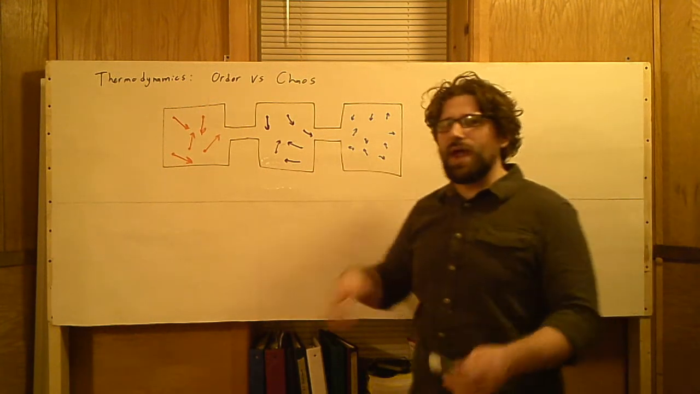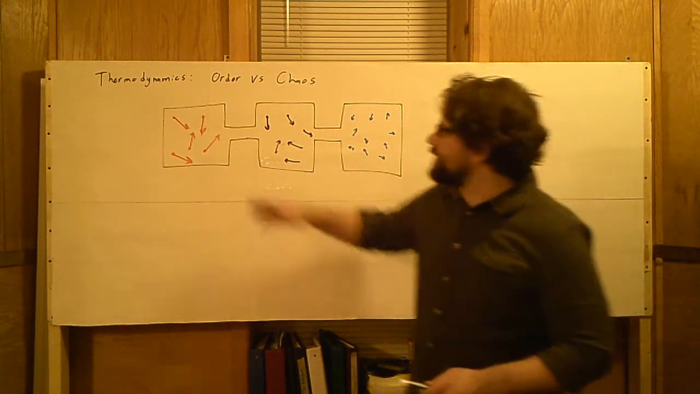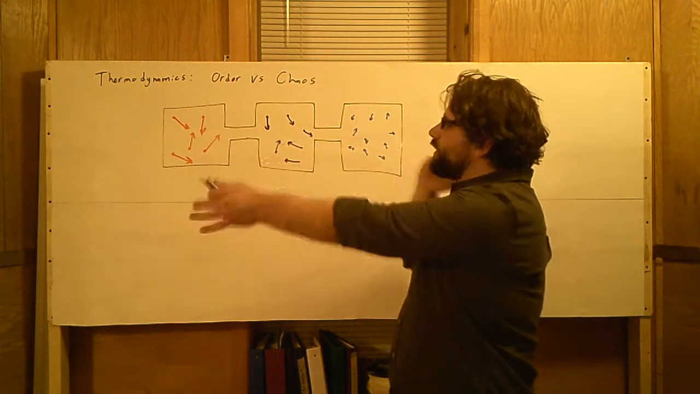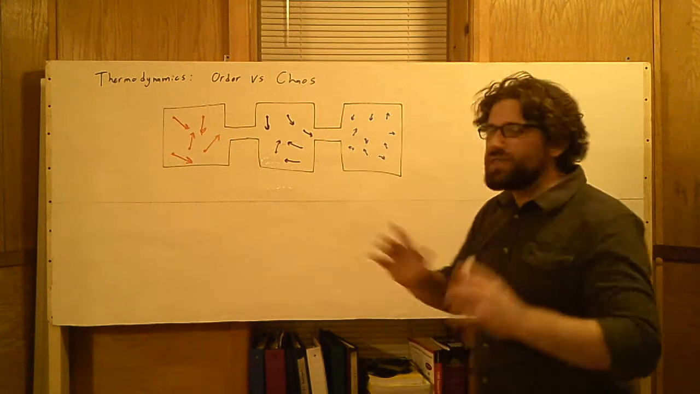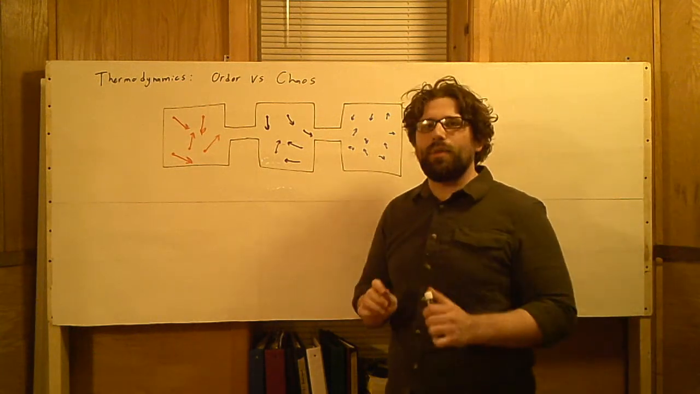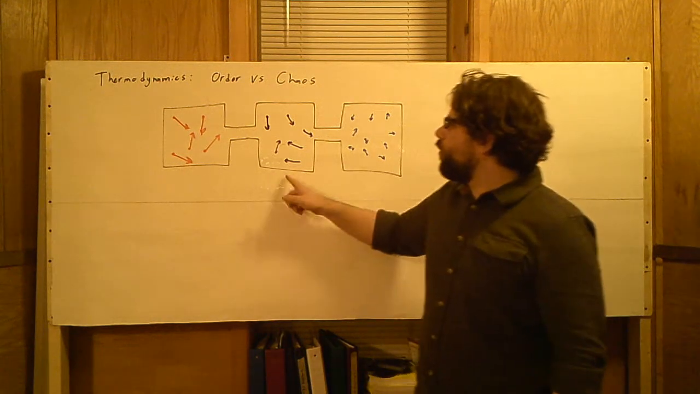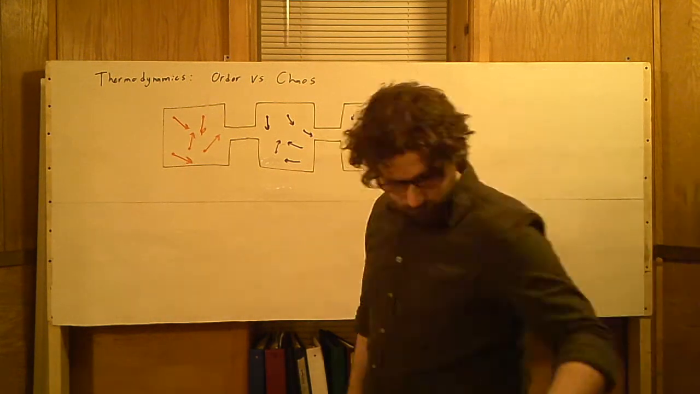So think about that. I'm going to mix these all up now. I'm going to get some reds moving along. I'm going to get some blues moving back and forth. Purple's going to go every which way. And I want you to think about, once it's mixed up, how likely is it to get back to this really ordered situation?